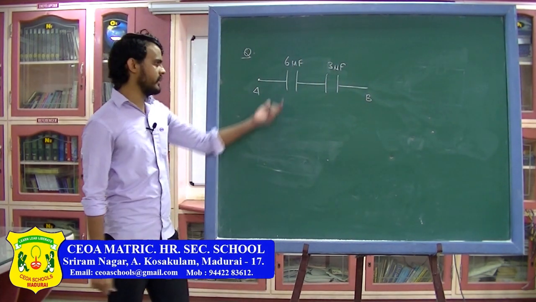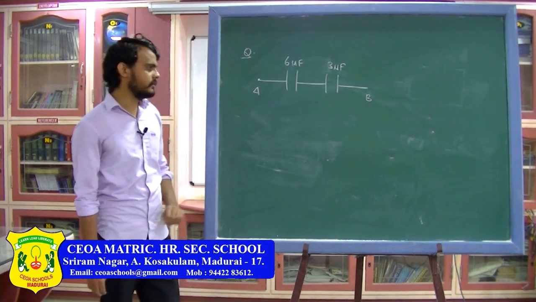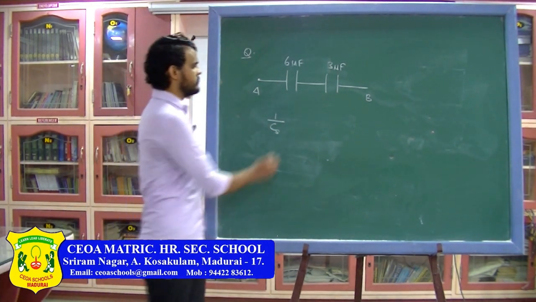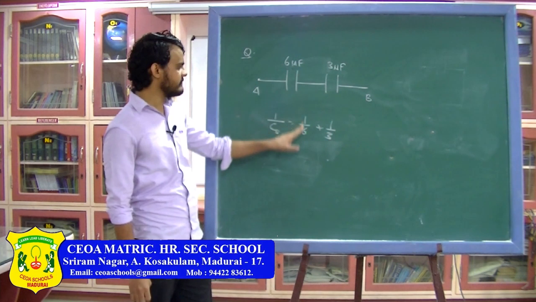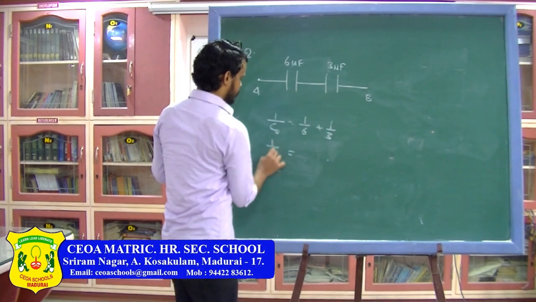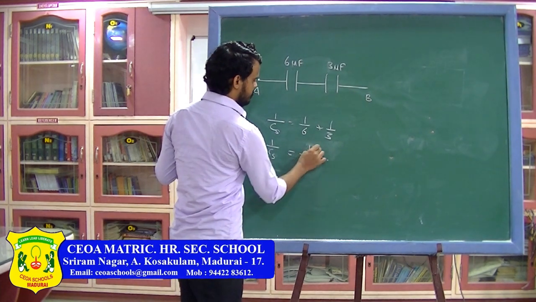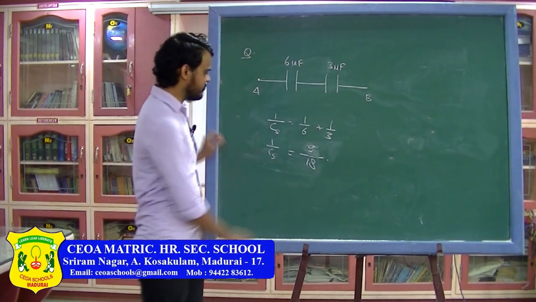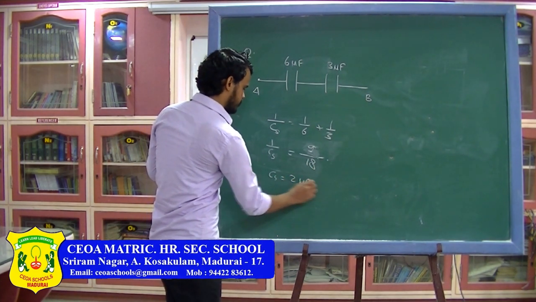So here you have two capacitors, 6 microfarad and 3 microfarad. They are connected in series and you have to find the C equivalent. Now for this problem I can write 1 upon Cs is equal to 1 by 6 plus 1 by 3, as C1 is 6 and C2 is 3. This I can write as 1 upon 6 plus 1 upon 3, which will be 9 divided by 18. From here 1 upon Cs will come out to be 1 upon 2. So Cs can be written as 2 microfarad.